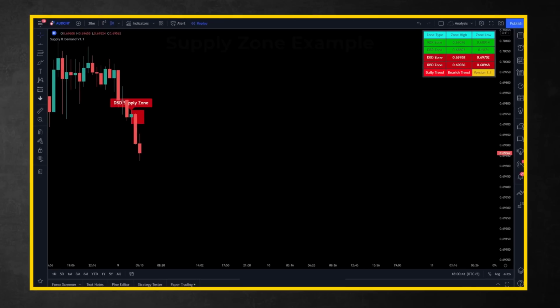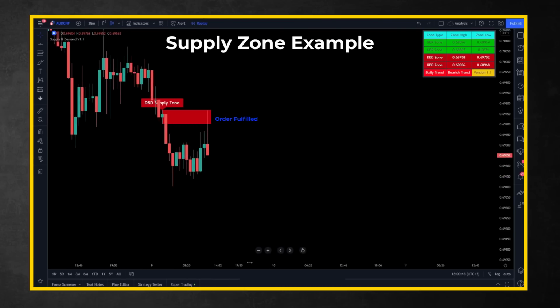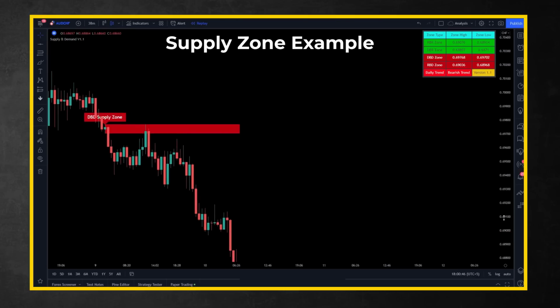Now let's go through an example of a supply zone. Here you can see the formation of a drop, base, drop supply zone, and the supply zone is around the base candles. In order to trade this supply zone, we will put the sell limit order at the low of the supply zone. And the market after the formation of the zone will move down and then come back in order to pick the pending orders and then again move in the bearish direction. This is how you can trade supply and demand zones.